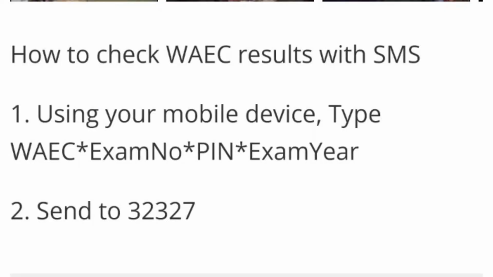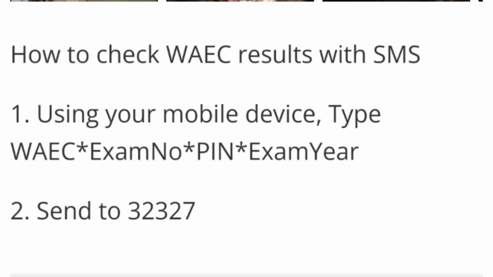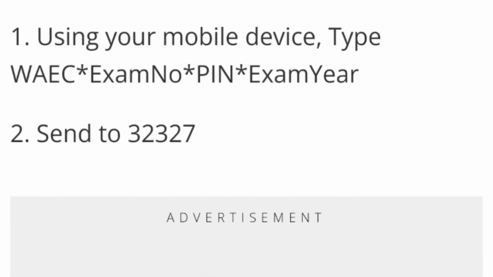Now, the first way to check your WAEC result is through SMS. You can see here how to check WAEC result with SMS. The first step, using a mobile device, you have to type WAEC, exam number. After the exam number, you type PIN. After that, you put your exam year. You don't need to put a gap. So you now send to 32327. But by that, you must have gotten your scratch card.